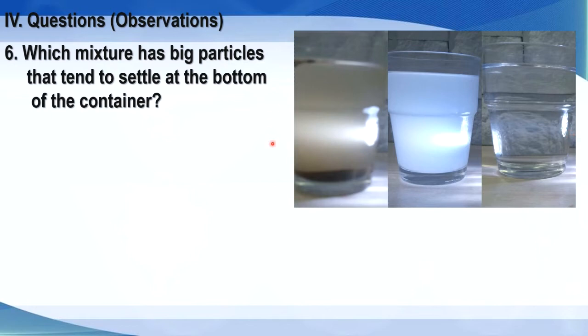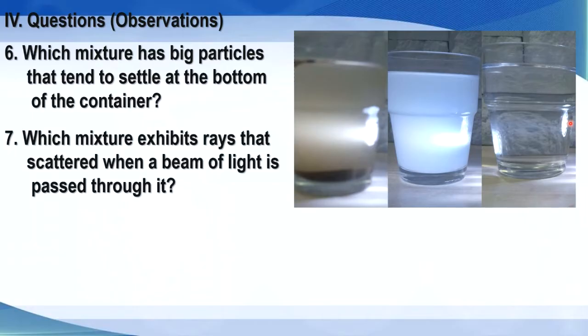So saan daw dito yung may mga big particles then nagsisettle at the bottom of the container? So parang obvious naman dito sa ating picture. Number 7. Which mixtures exhibit rays that scattered when a beam of light is passed through it? Yan. So makikita natin diyan kung anong mga mixtures ang nag-exhibit ng rays that scattered when a beam of light is passed through it.